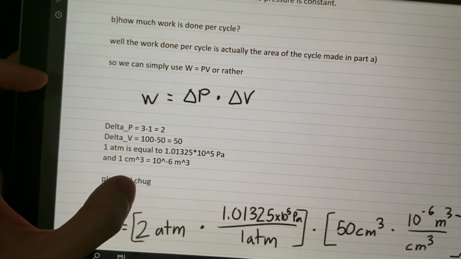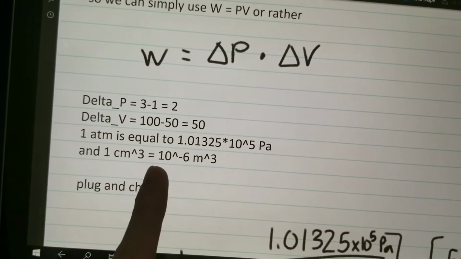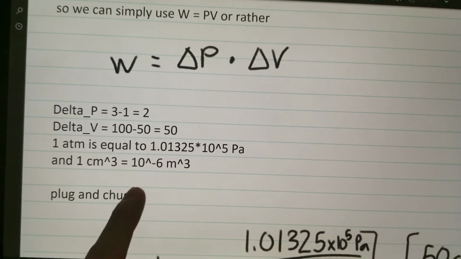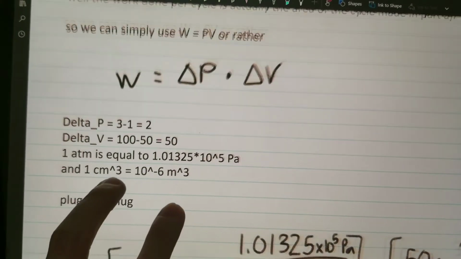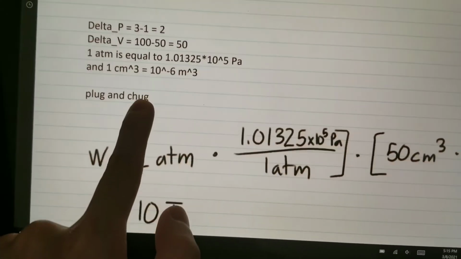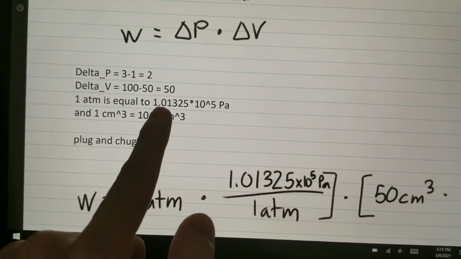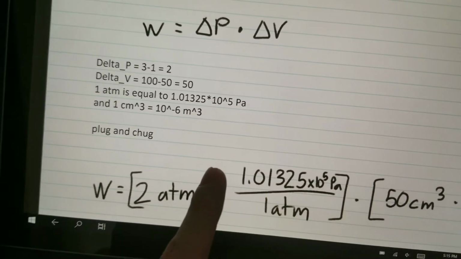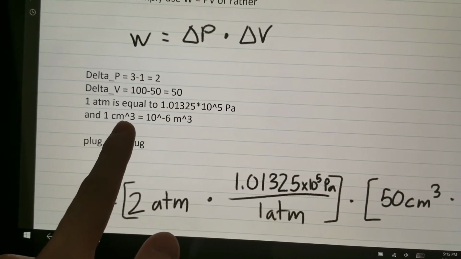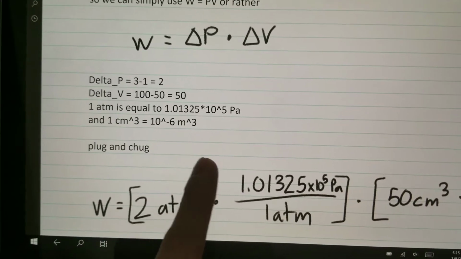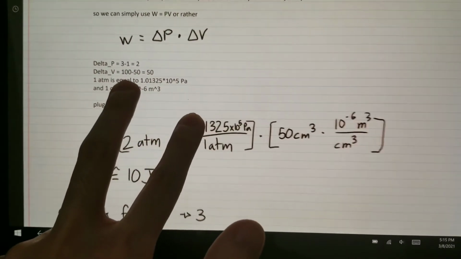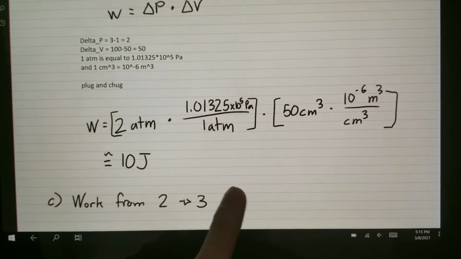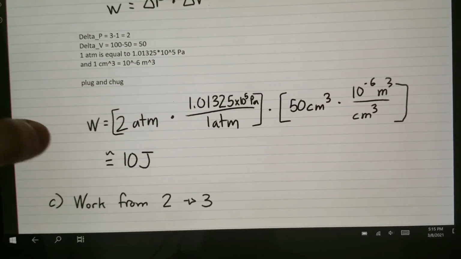Using our given calculations that we got from each step, we find that delta P is 2, delta V is 50, and some conversions that we should know while solving the problems is 1 atmosphere is equal to 1.01325 times 10 to the 5th pascals. That's a mouthful. And 1 centimeter cubed is equal to 10 to the negative 6 meters cubed, which you can see right here. Ultimately, we roughly get an answer of around 10 joules.